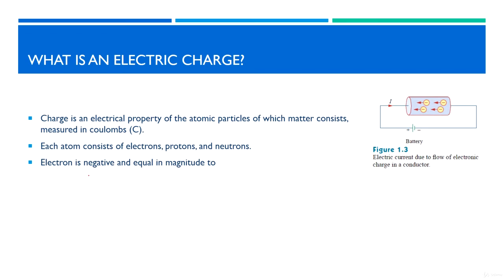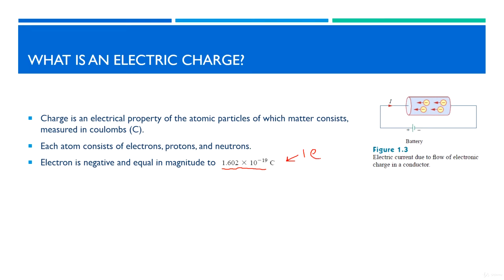The electron, for example, is a -1, a negative charge, and its magnitude in coulombs is equal to 1.602 multiplied by 10 power negative 19 coulomb. So this is equivalent to 1 electron.